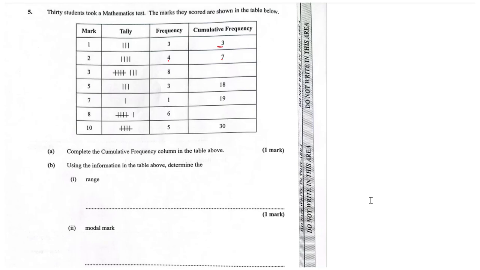So we start off with 3, then we add 4 to 3, then we get 7, and then we're going to add 8 to 7, and we're going to get 15. Then we're going to add 3 to 15, that is going to give us 18. And then we're going to add 1 to the 18, and we're going to get 19. And then we're going to add 6 to the 19, that's going to give us 25. And if we add the 5 to the 25, we get 30. Right? So 1 mark.